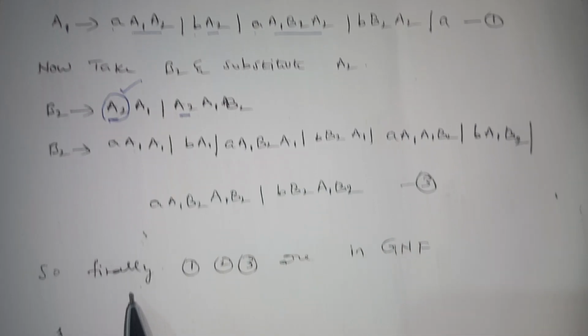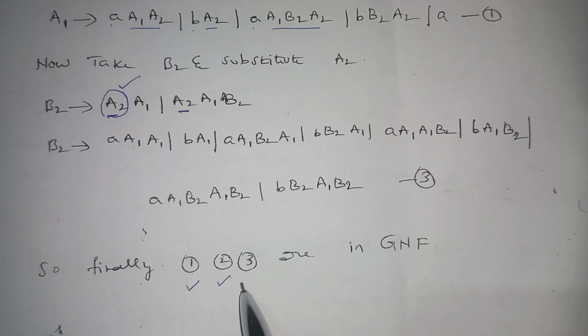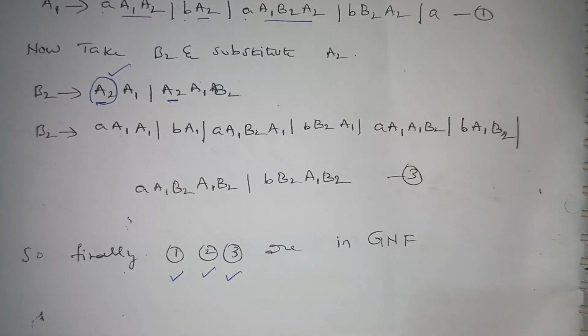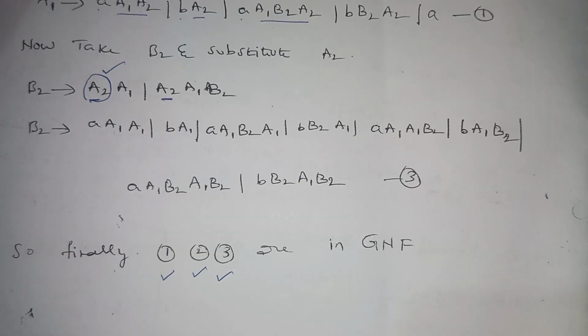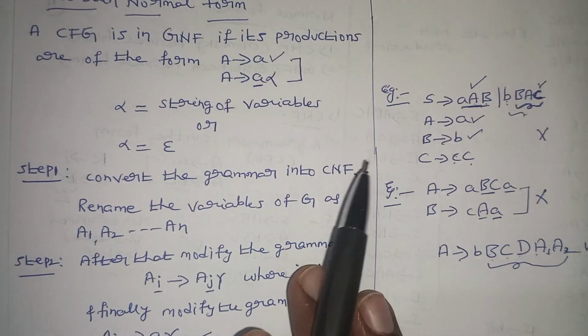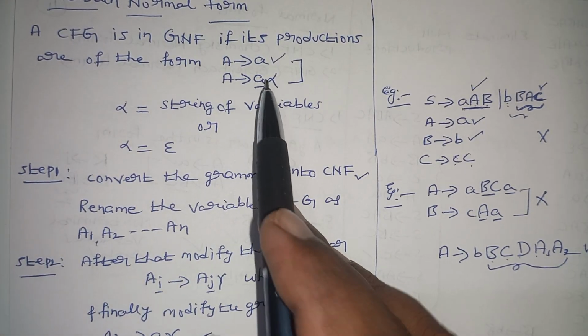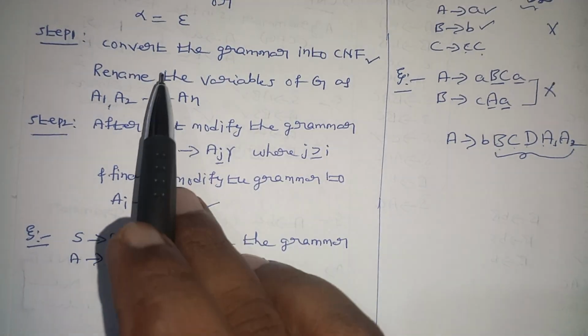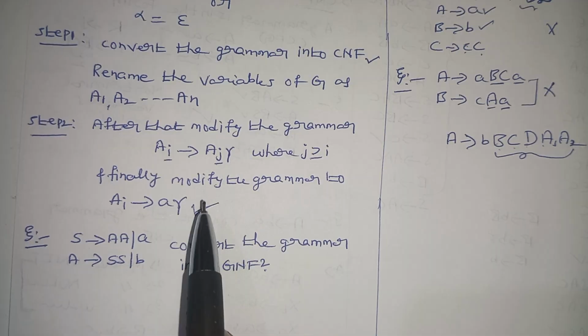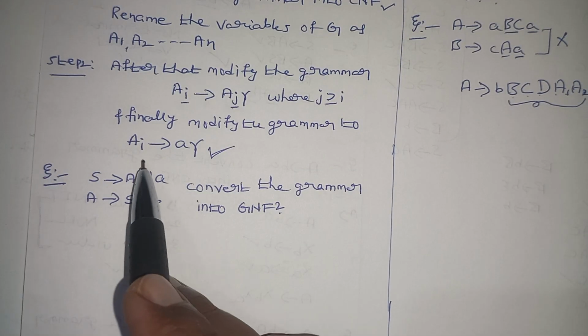So finally, 1, 2, 3 are in the GNF. In this way you have to convert the given context-free grammar into the Greibach normal form. So this is important. You have to remember this formula, and then you have to convert the grammar into CNF, rename the variables, check the condition, and do accordingly.